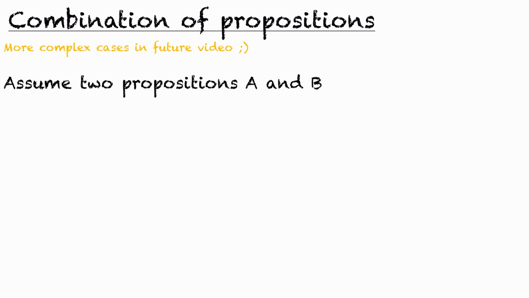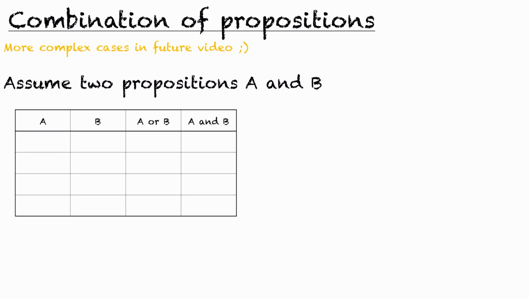Let's just assume two propositions A and B. They can be either true or false. Now we will draw a truth table including all possible truth values for A and B. And based on this, we will also conclude the truth values of the combinations A and B and A or B, respectively. So first of all, A can be true and B can also be true.